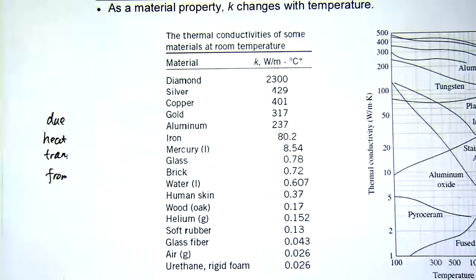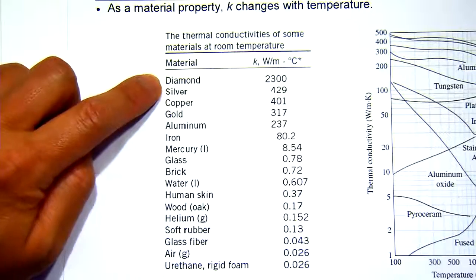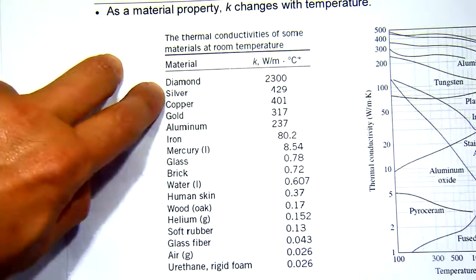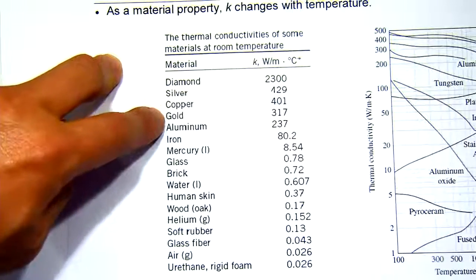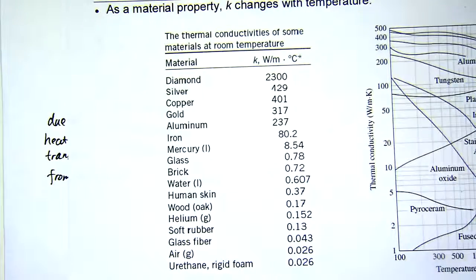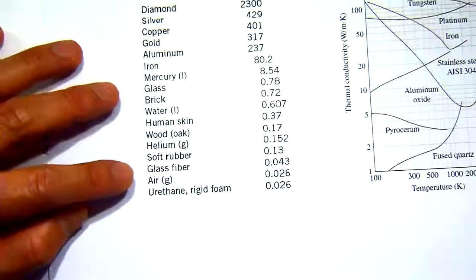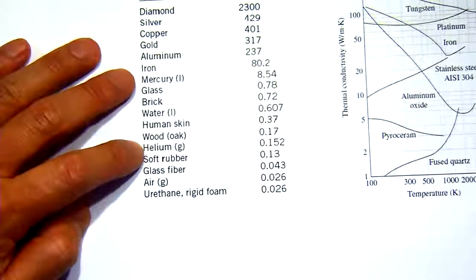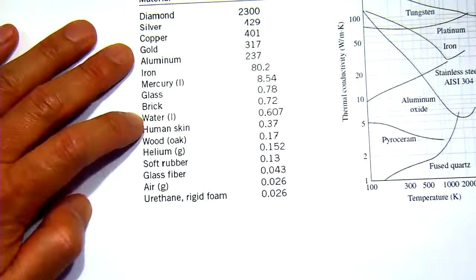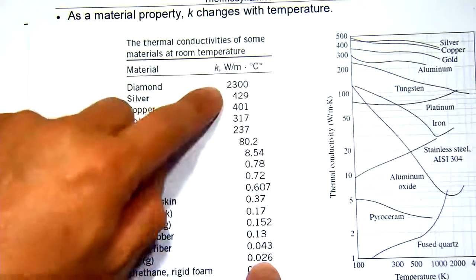So here you can see that, as we said, diamond is at the top. It's nearly 6 times higher than the best metal conductor, silver. And copper, gold, and aluminum are also good conductors, both good thermal conductors and good electric conductors. And poor conductors include air, which is a gas, glass fiber, and helium, which is another gas, and water is also a poor conductor. You can see their values are several orders of magnitude lower than metal.